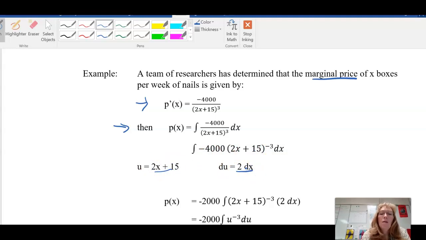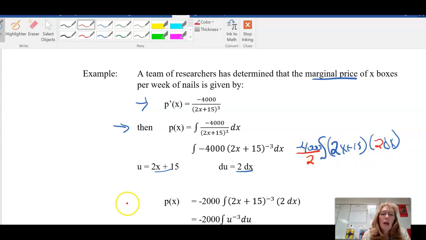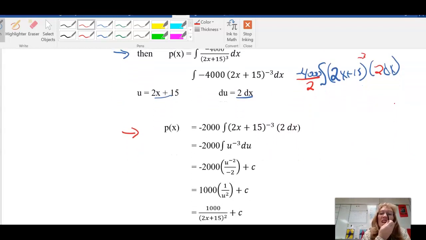When I look here, I technically have 2x plus 15, and this negative 4,000, I'm just going to get rid of for the moment. And I just have dx back here. That means I need a 2 for my dx. If I put my 2 in for my dx, then I have to divide by 2 out here, which is perfectly fine. So negative 4,000 divided by 2 is negative 2,000. Now I have u to the negative third power times 2 dx, so we got u to the negative third du.